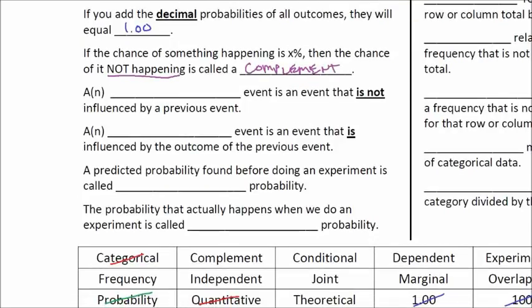Alright, the next one. This means A or an, so we don't know if it starts with a vowel or a consonant. A blank event is an event that is not influenced by a previous event. Well, if two events are going to happen in a row and the first one does not influence the second one, then we know they are independent. So an independent event.